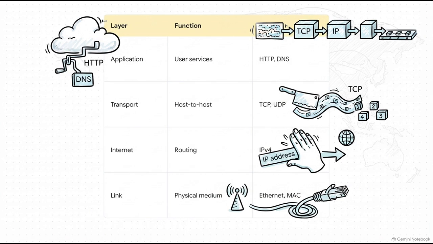At the top, the application layer generates the data using protocols like HTTP. Then the transport layer uses TCP to chop it into sequenced segments. Down to the internet layer, which slaps on that destination IP address. And finally, the link layer formats the whole package for your actual physical hardware, like your Wi-Fi or Ethernet. It is literally a perfectly organized digital assembly line.